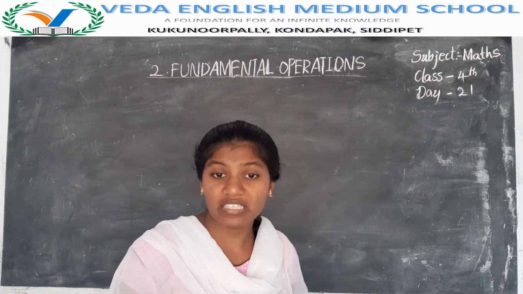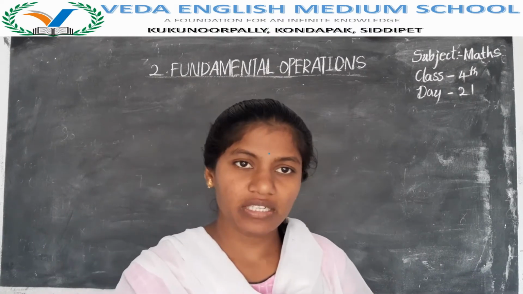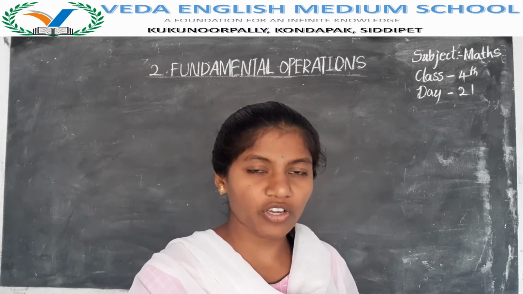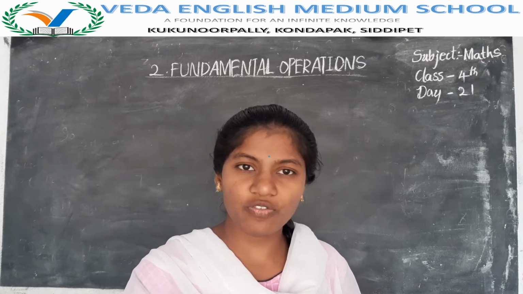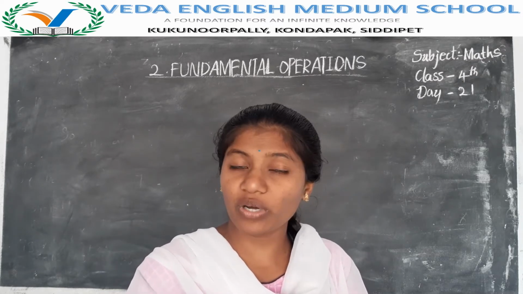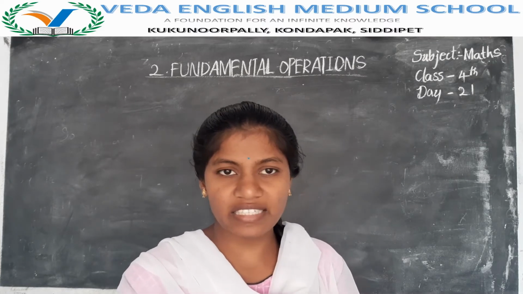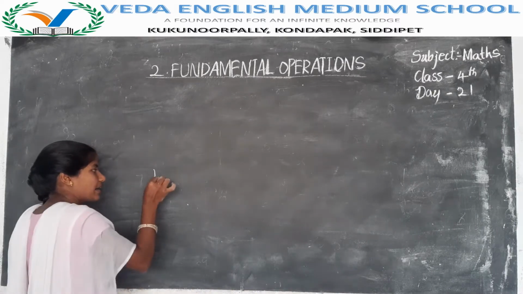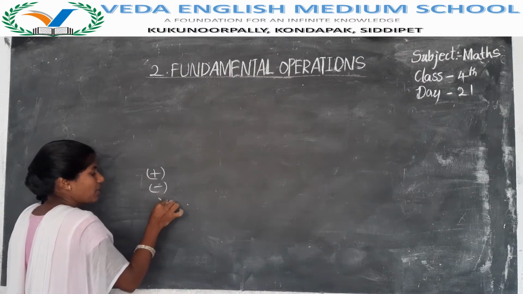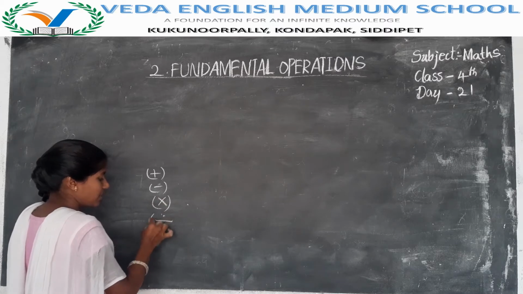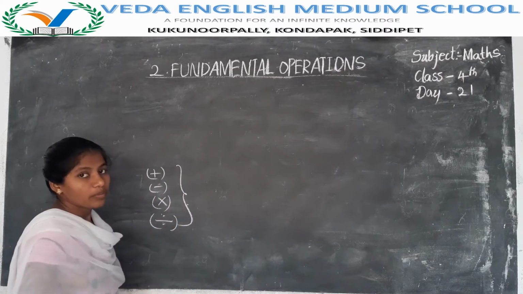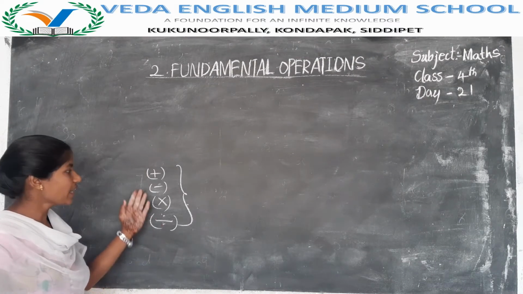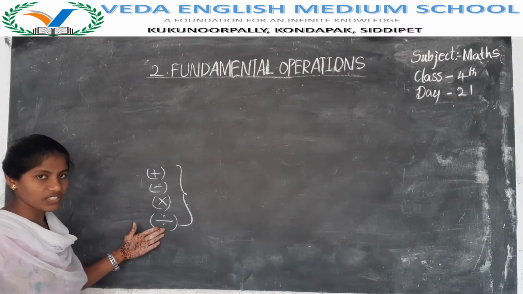Our second chapter is fundamental operations. Fundamental operations means you already know how to do additions and subtractions, and some of you know how to do multiplications. Divisions also we have learned. I think you have forgotten divisions, but you know additions and subtractions well. So fundamental operations are addition, subtraction, multiplication, division. These four are called basic fundamental operations in maths.